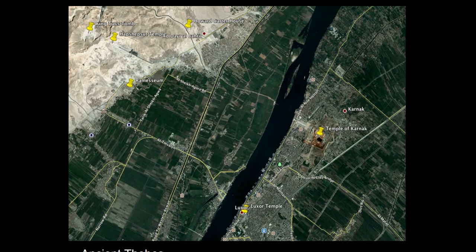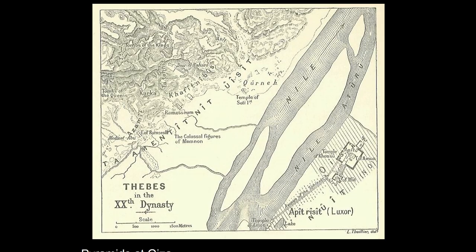Here is kind of a Google Earth view of it, and you see the Temple of Karnak adjacent to the river. Okay, the Temple of Luxor over here, Temple of Ramses across the way, and then King Tut's tomb all the way up at the top. Another one that's going to be really important is Hatshepsut, Queen Hatshepsut's temple complex and mortuary complex. So we'll be looking at those momentarily.